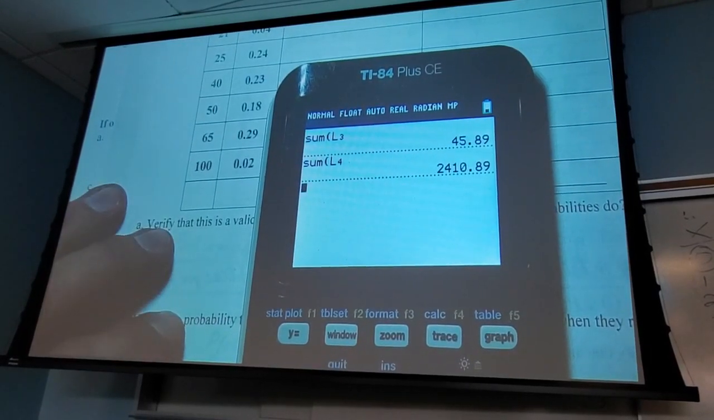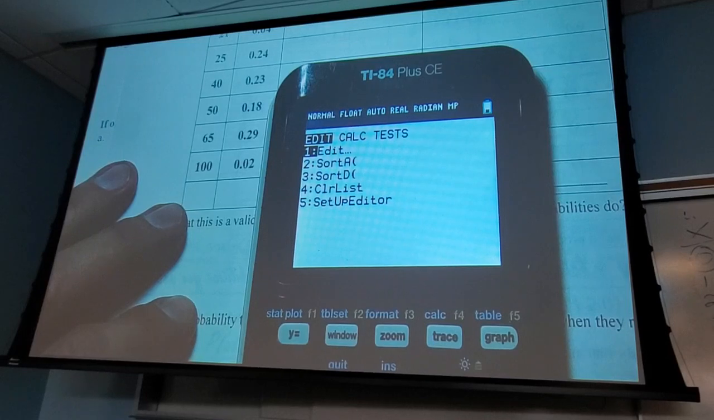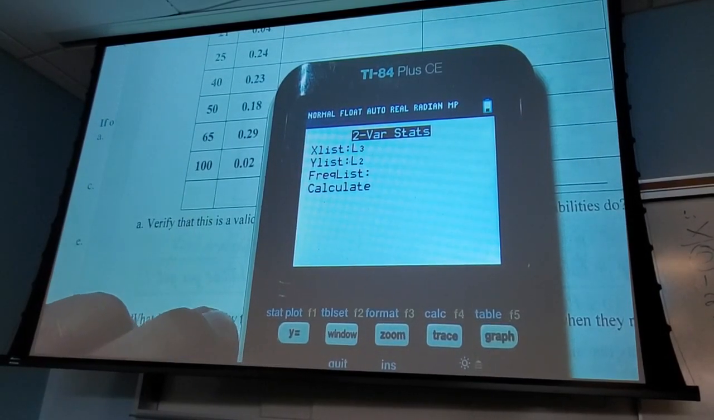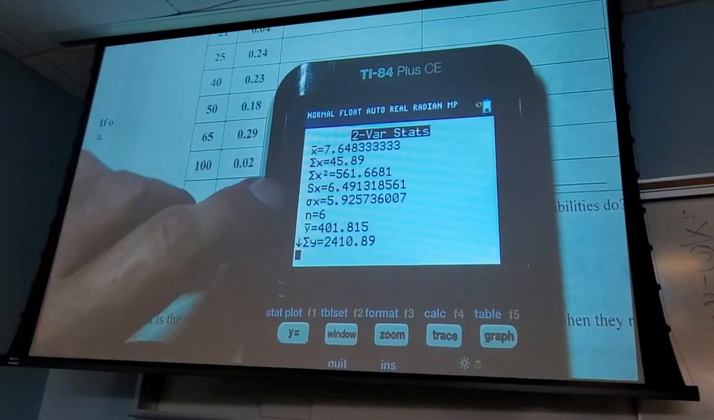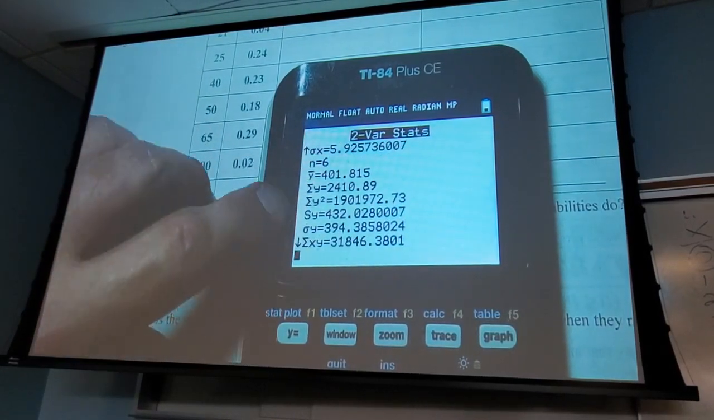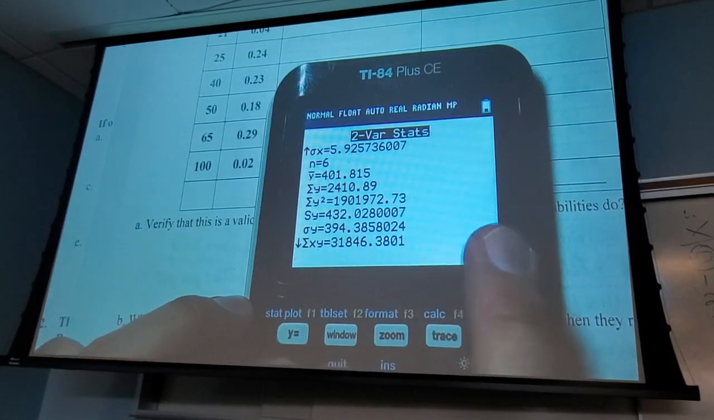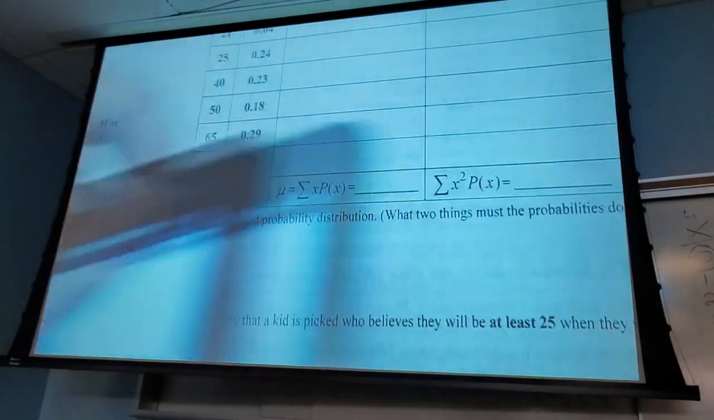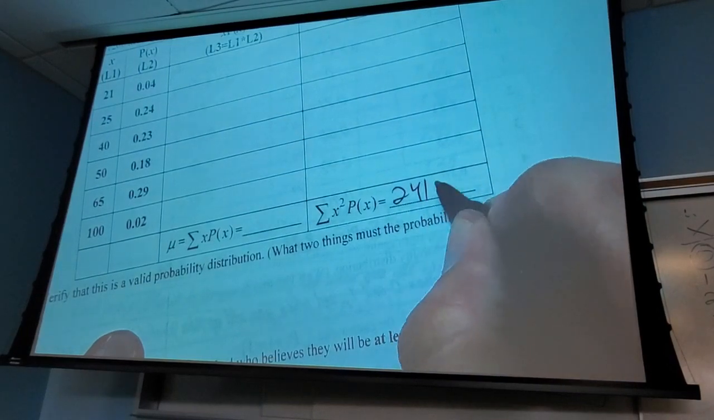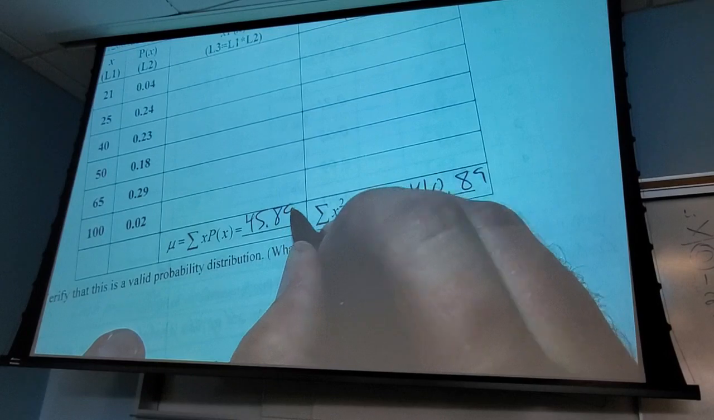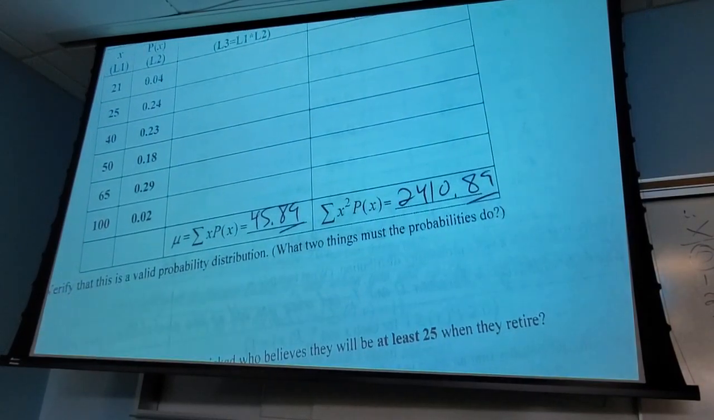Just real quick, I could also do this. Stat, calc, 2 variable statistics, L3 and L4. The sum of x is 45.8 and the sum of y is 2410.89. That's a little gross because you get all this extraneous stuff you don't care about, so I understand if you don't want to do it like that. I just want to point out that's another way to do it. So you got 2410.89? And 45.89? Same, that's kind of neat.